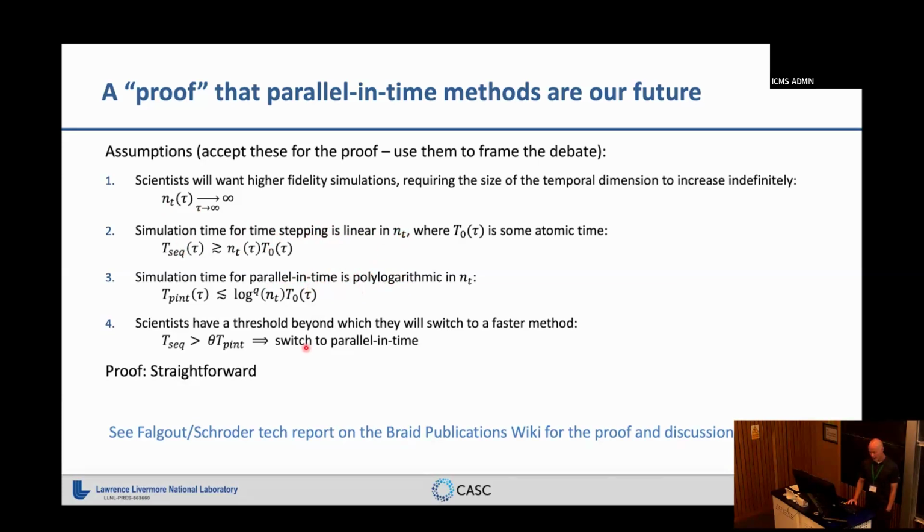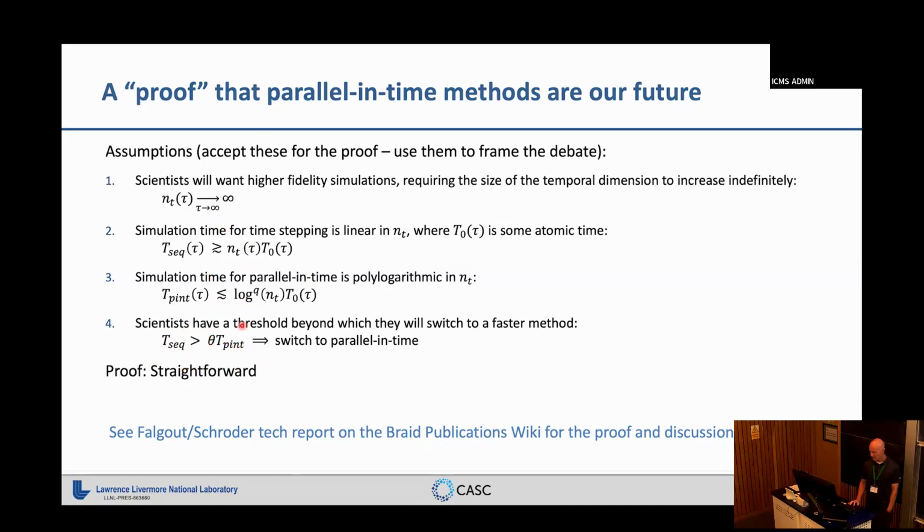And then one final assumption is that if the time to solve a problem using sequential time stepping gets larger than some threshold theta times how long it takes for a parallel-in-time method, then at that point they'll switch to parallel time. Every scientist is going to have a different threshold theta, but I think every scientist would switch. And given these things, you can prove that this is going to happen.